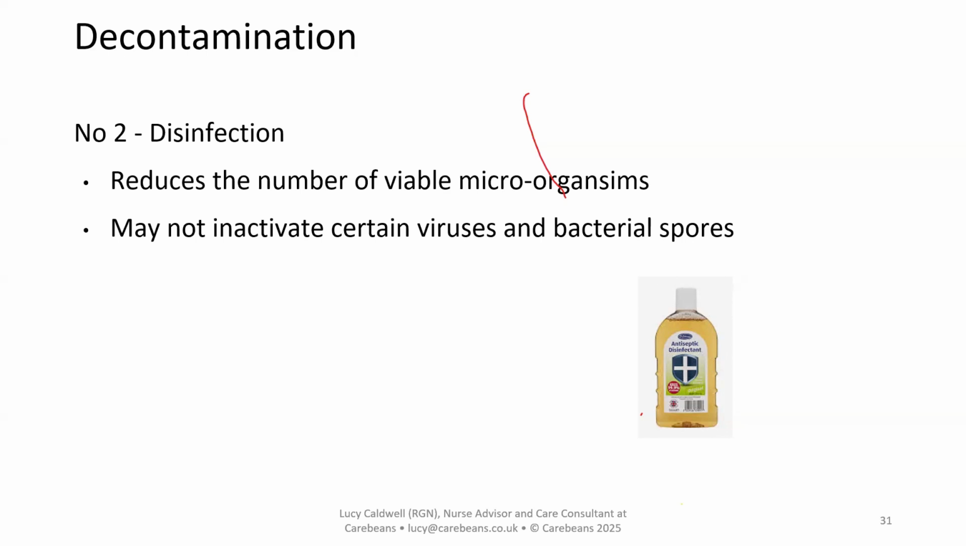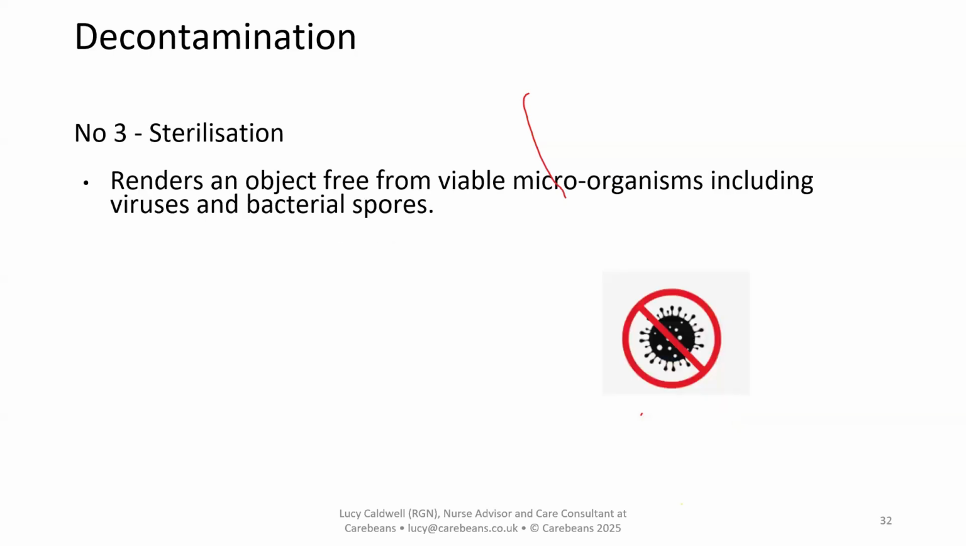So we've cleaned things, we've disinfected things, and then the third type is sterilisation. So if you're sterilising something, that might be in an autoclave, like a high pressure steam environment where you put equipment to render an object free of microorganisms. So viruses, bacterial spores, sterilisation gets rid of those. There are different ways you can sterilise, but the common one within the care service would be an autoclave, so using high pressure steam. So they're the different ways that we can decontaminate.